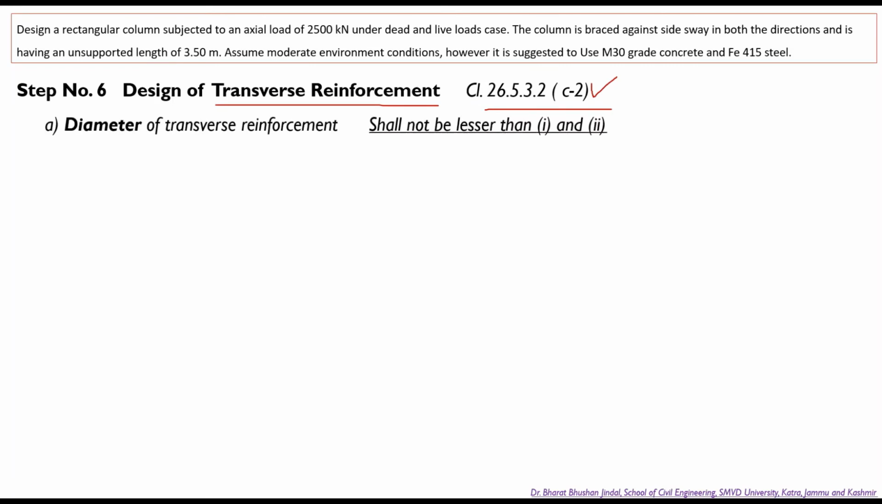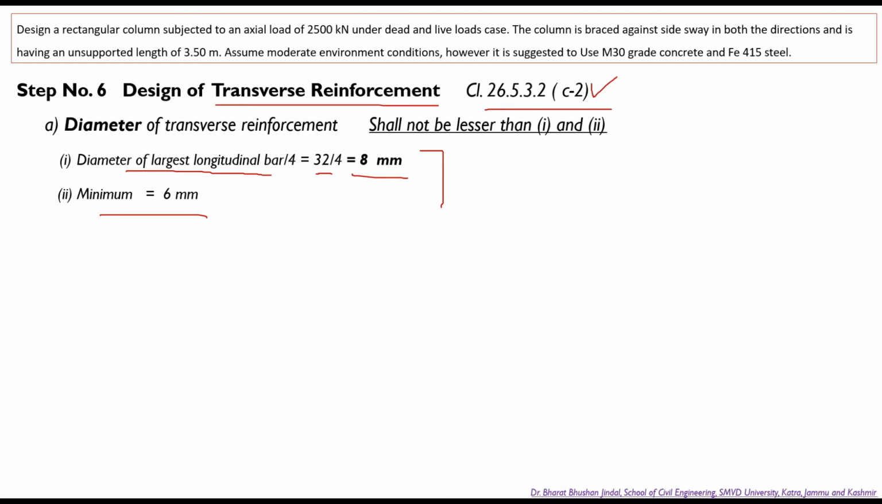So the diameter of transverse steel, first of all we have to decide. As per the codal advice, we will always be following the codal guidelines, and it should not be lesser than 1 and 2. So the first condition is the diameter of the largest longitudinal bar. Since we have provided two types of bars, 28 mm and 32 mm, the largest is 32. So it comes out to be 8 mm. And the second check is a minimum of 6 mm.